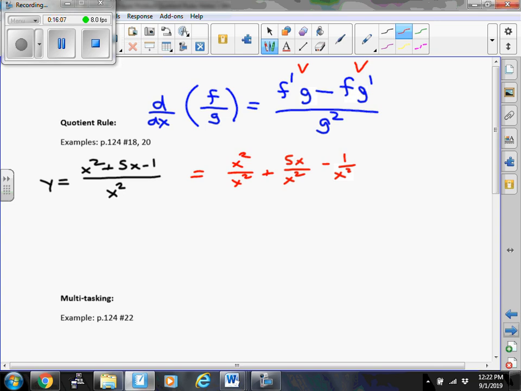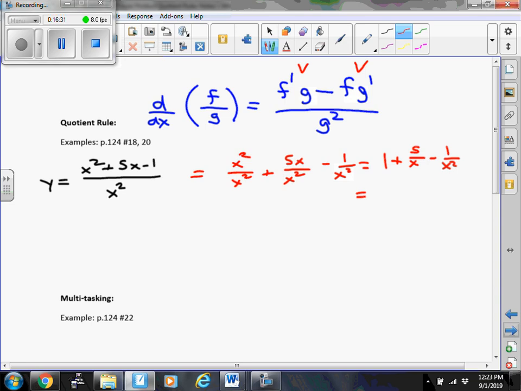Simplify it. So I'm still in algebra class right now. So I get 1 plus 5 over x minus 1 over x squared. Now, this is actually a great illustration. See, now I no longer have a quotient rule. What I have here is 3 terms. These are all, I can use the power rule, the first one we learned.